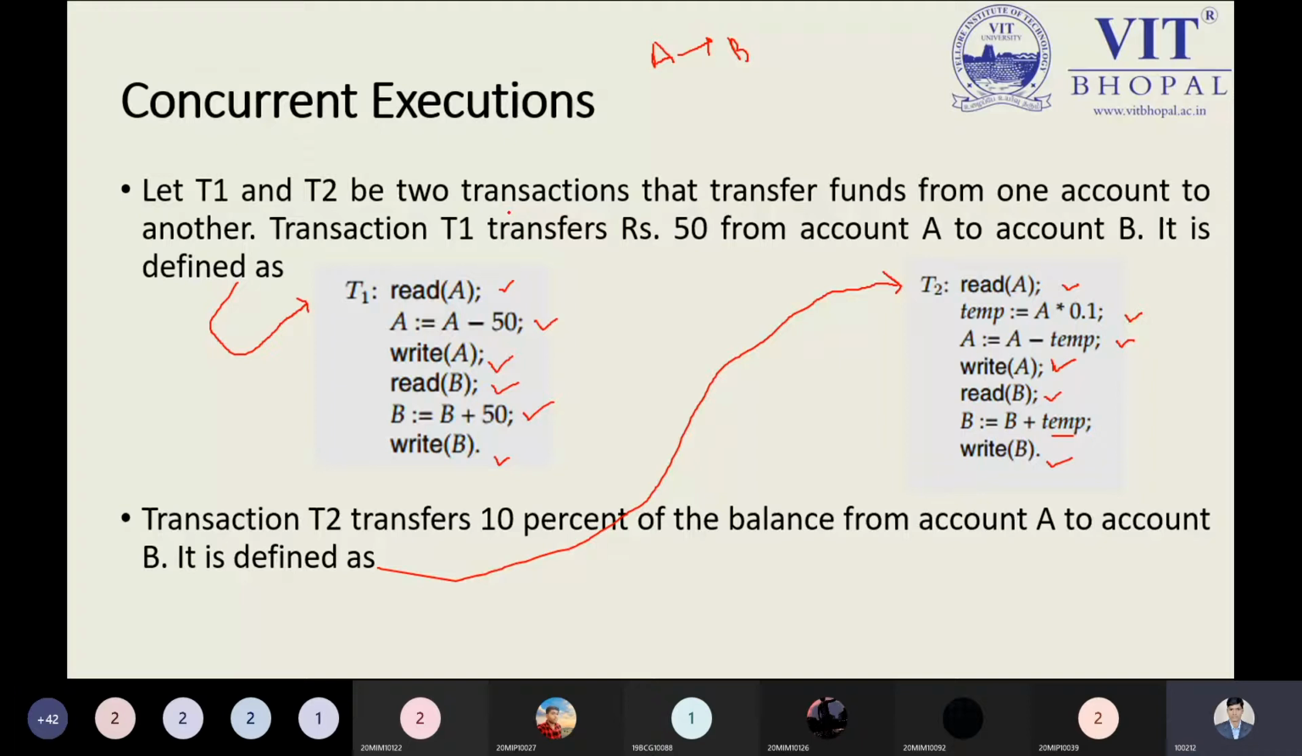And writing A means the value held by A will be updated with the deducted amount. And now I'm reading B, and B equal to B plus temp. So the temp value holds the 10% amount of A, and that is to be added inside B. So now it is clear. Writing B means I'm updating the balance of B. So you are observing that we have two types of operations, read and write, which I'm using for the transaction operations. With the help of these operations, I'm writing two different transactions, one is T1 and the other is T2. Is it clear so far?